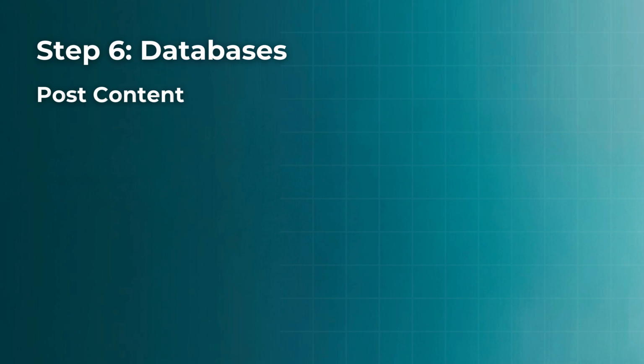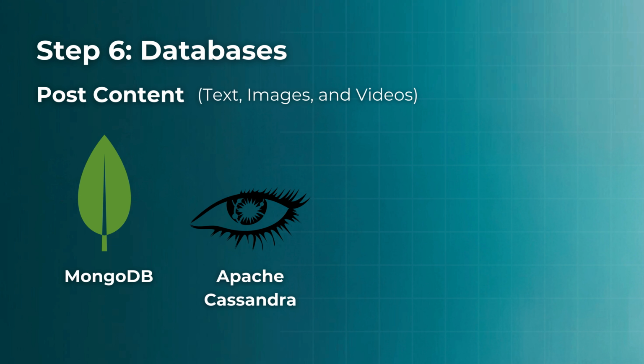Alright, now let's dive into managing post content. The stuff users share like text, images, and videos. When we think about storing this kind of data, a NoSQL database like MongoDB or Cassandra is an excellent choice. Why? Well, these databases offer a flexible schema design, which is perfect because the structure of posts can vary. Plus, they handle fast read and write operations, which is essential for smooth content creation and user experience.